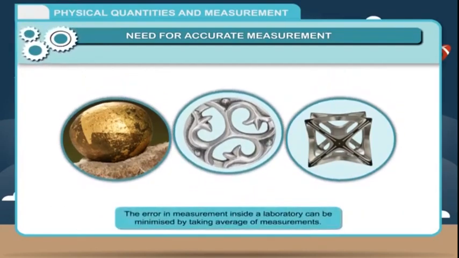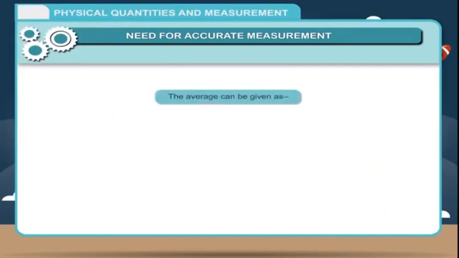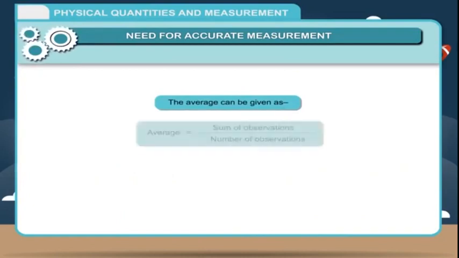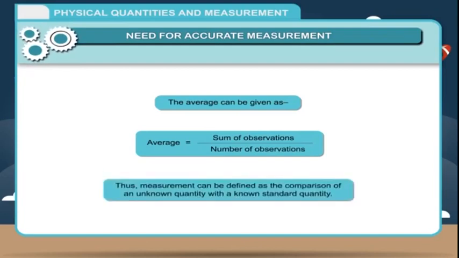The error in measurement inside a laboratory can be minimized by taking average of measurements. The average can be given as average is equal to sum of observations divided by number of observations. Thus, measurement can be defined as the comparison of an unknown quantity with a known standard quantity.